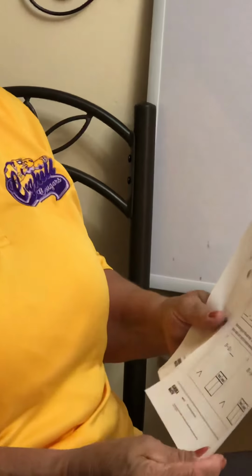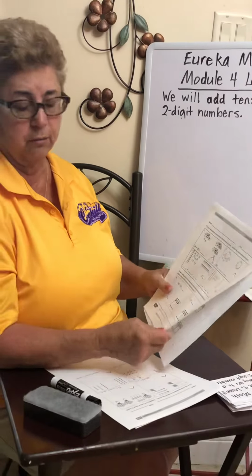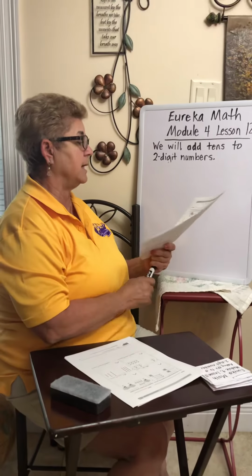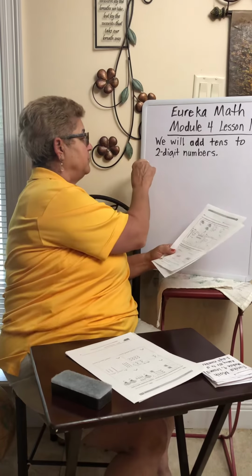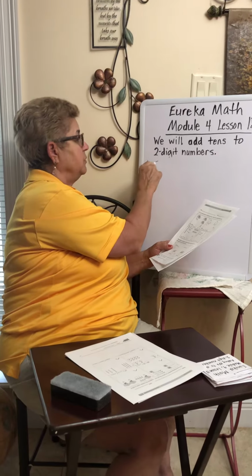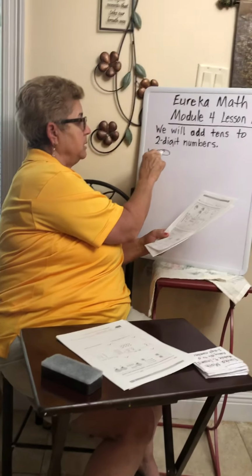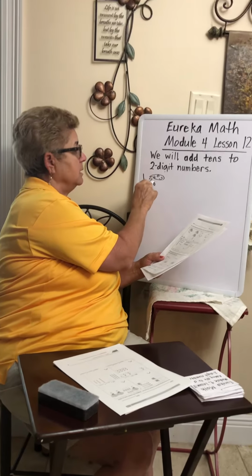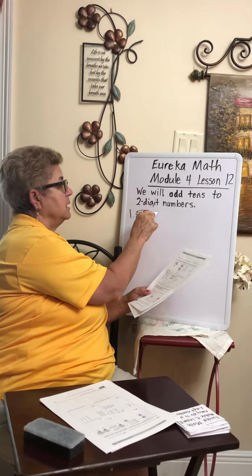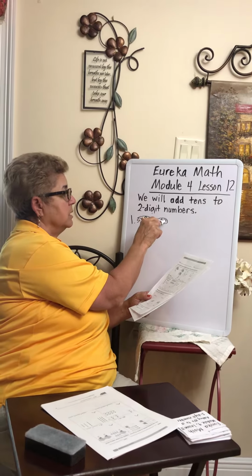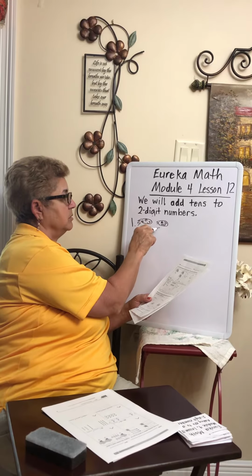We have numbers from 1 to 12. So you can write number 1. You don't necessarily have to draw the pictures unless you want to. But this would be 1 ten and 2 ones. And then this would be 1 ten. And I'm just drawing a bunch of circles.